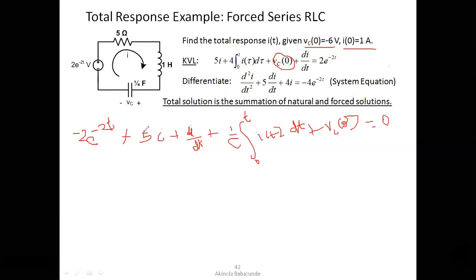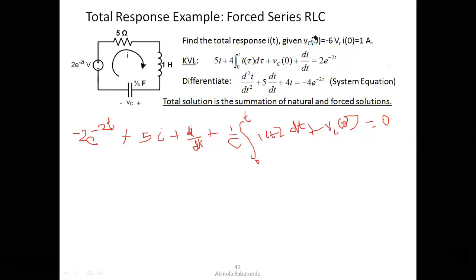So if you rearrange this, this is exactly what we are going to obtain as our KVL. You take minus 2e^(-2t) to the other side, so it becomes 2e^(-2t). You have your V(0) somewhere here. Your 1 over C becomes 1 over 1/4, because our capacitance is 1/4. So 1 over 1/4 automatically gives us 4. That is why you have 4 here, just outside the integral, and then you have your 5i. All right, so this gives us this equation here.